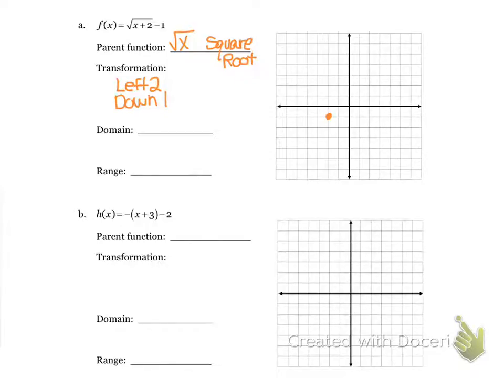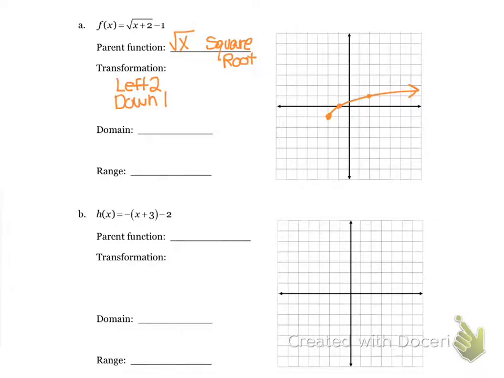Also knowing we go through 1, 1, I'm going to start at 1, 1, and then I'm going to go left 2 and down 1. So to find some other points, you can plug them in for x and solve and get y. So if I plug in 2 for x, that's 2 plus 2, which is 4. The square root of 4 is 2. Minus 1 is 1. So we have the point 2, 1. So there's my square root function.